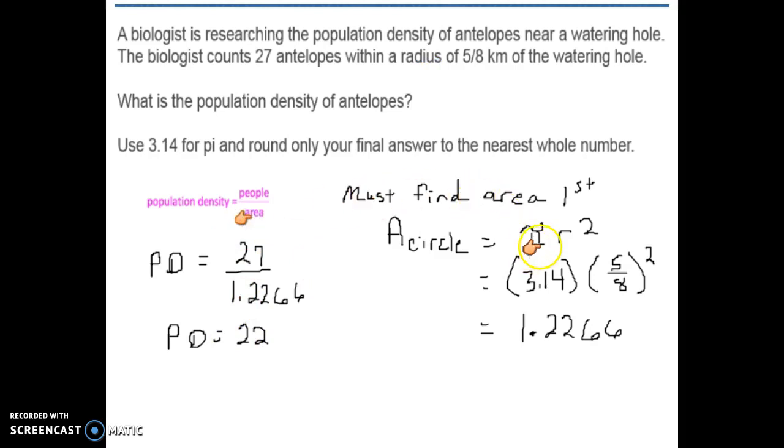So the area of this circle is pi r squared. We're going to use 3.14 for pi. And then our radius is 5/8, and then we have to square that. So just do 5 divided by 8, turn it to a decimal, square it, multiply by 3.14, and you should get 1.2266. I just carried it out until I round at the end. And so 27 divided by 1.2266 is going to give us a rounded 22 antelopes.